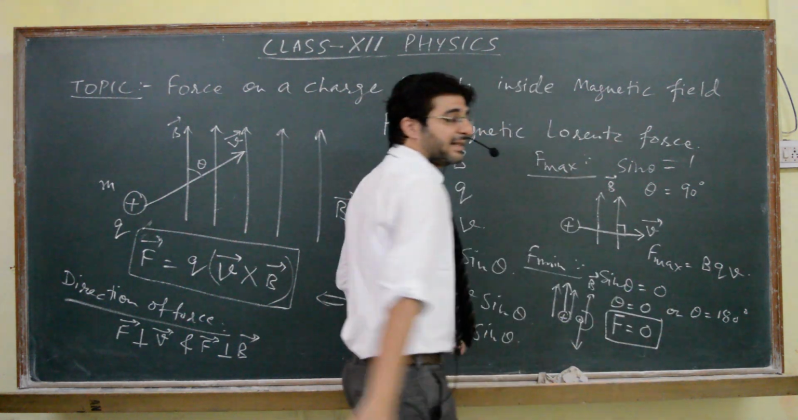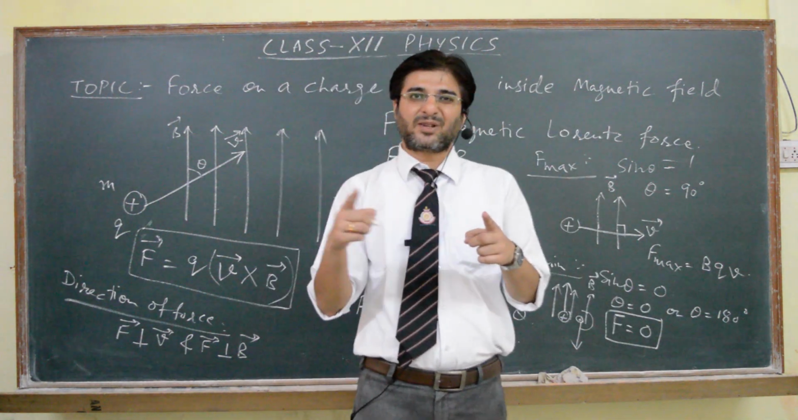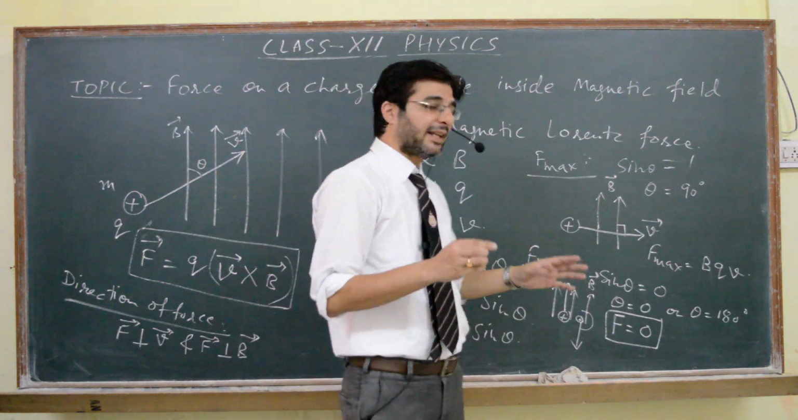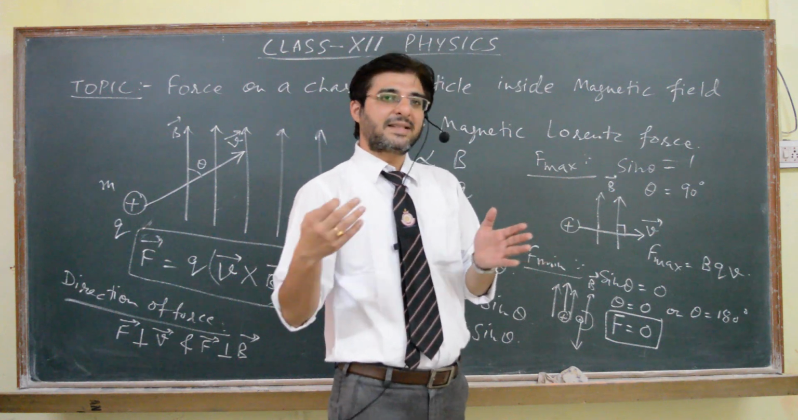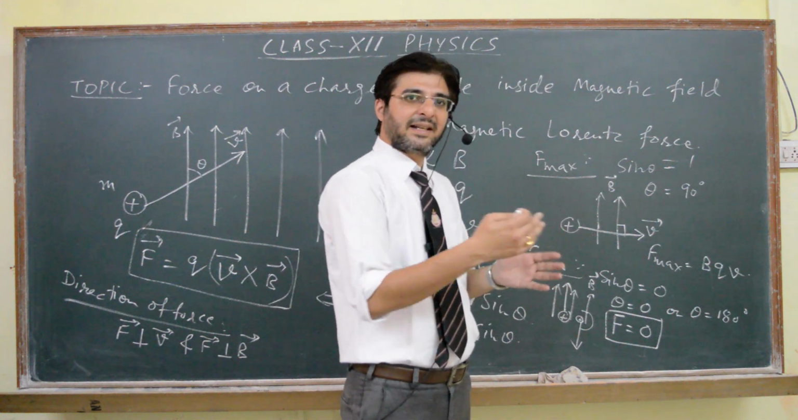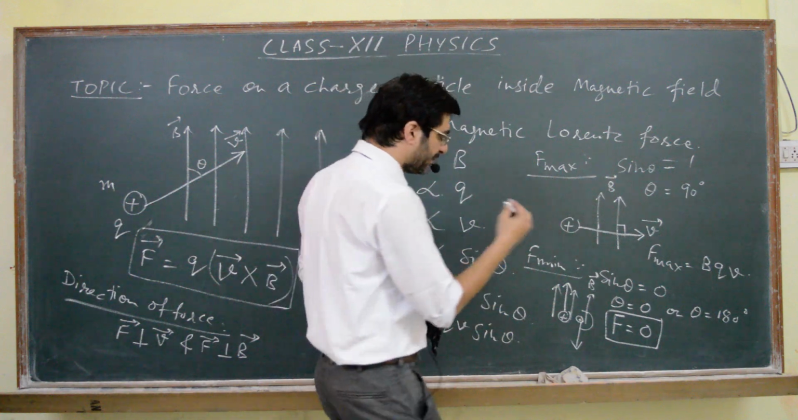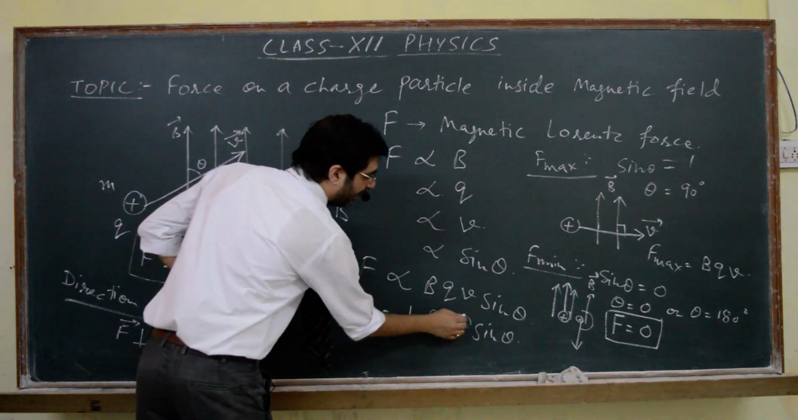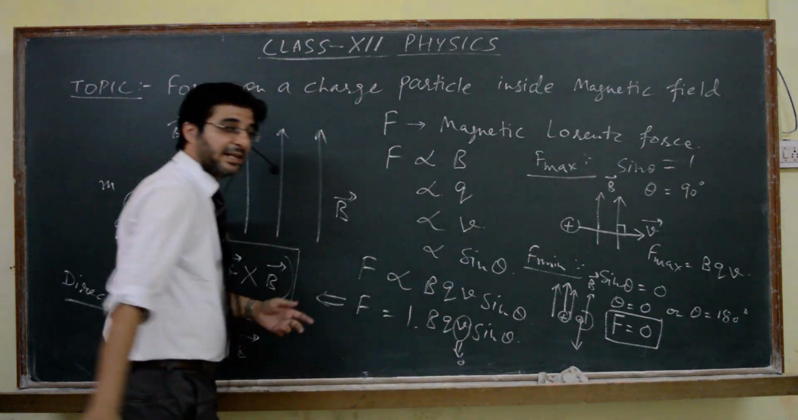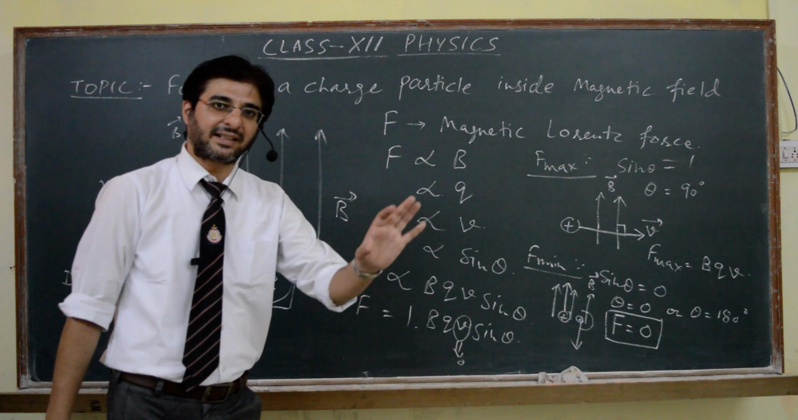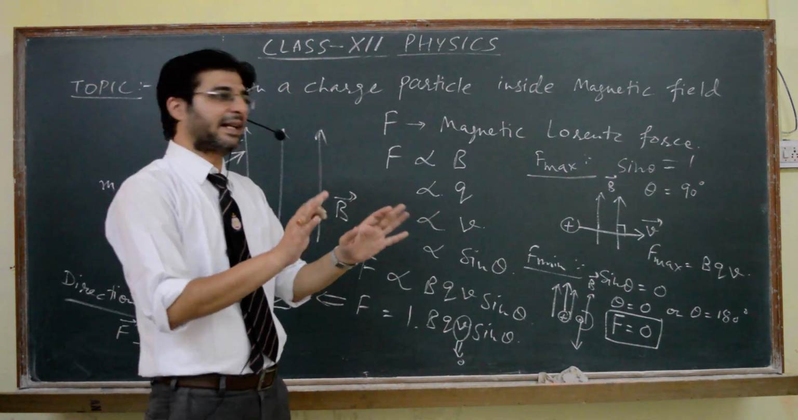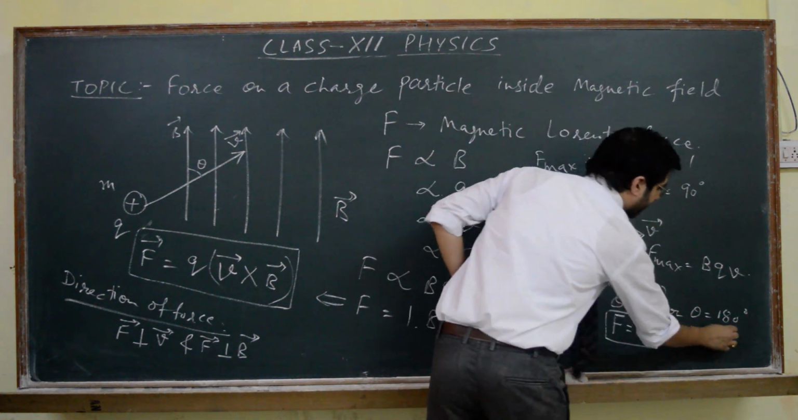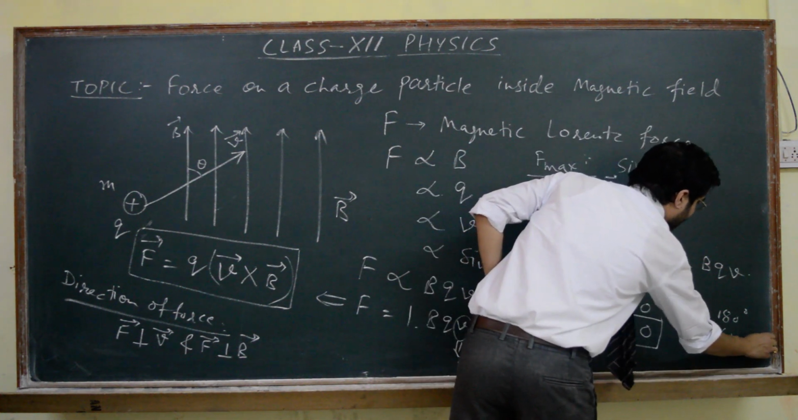That means if the charged particle is moving along the direction of the magnetic field or opposite to it, in both cases there will be no force. No force means the charge will pass through that magnetic field without any deviation. One more case is there for minimum force: if velocity becomes 0, that means the charge is stationary, kept at rest inside the magnetic field. In that case also the force will be 0, since V is 0.